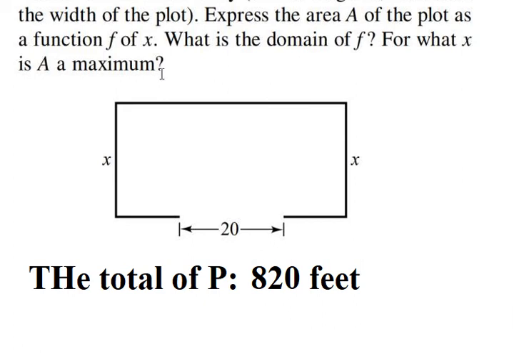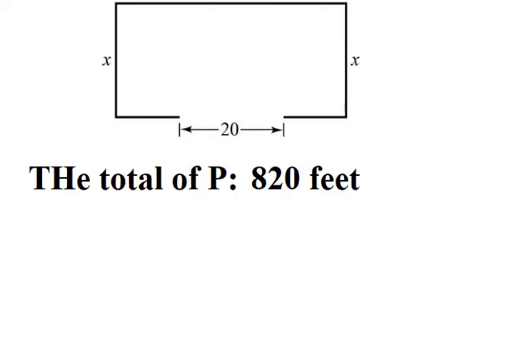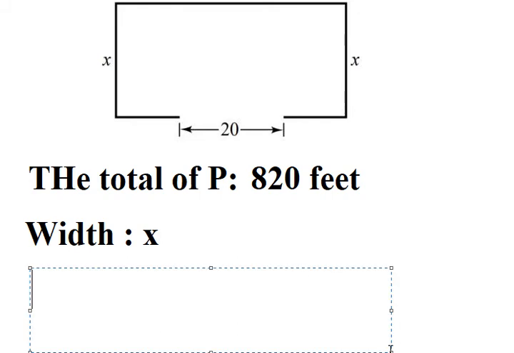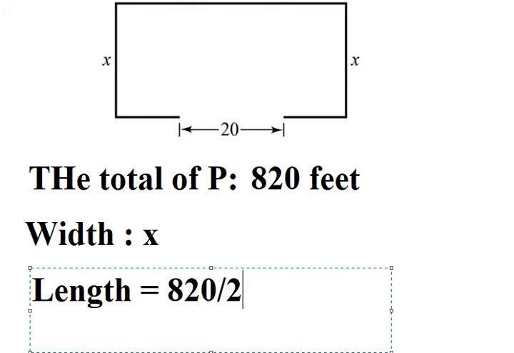Now we know that we have s in here, so I will put s as the width, so we can find the length. We have perimeter 820 feet, so we need to divide by 2, so we can find the length. We just minus s, so we have 410 minus s.